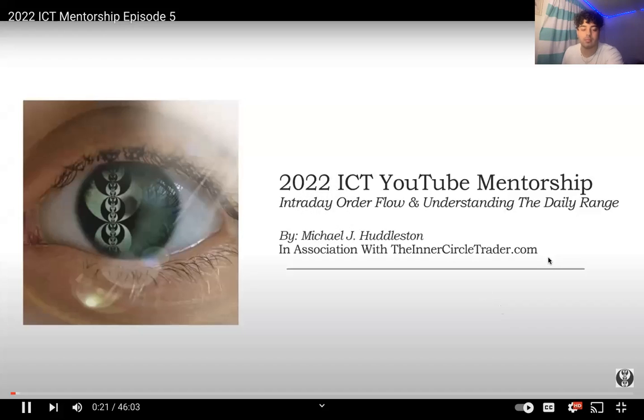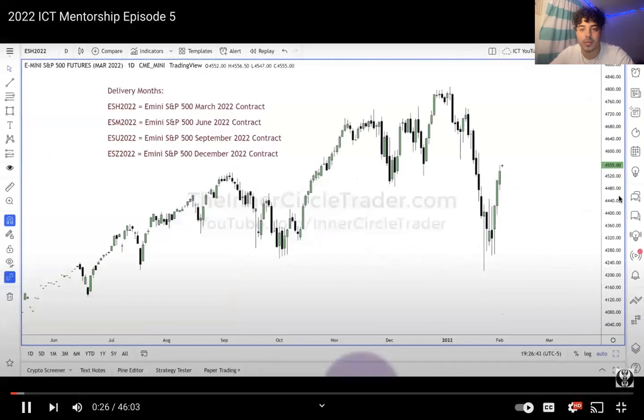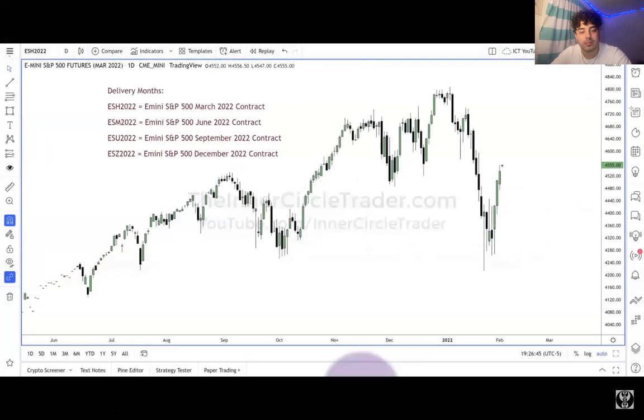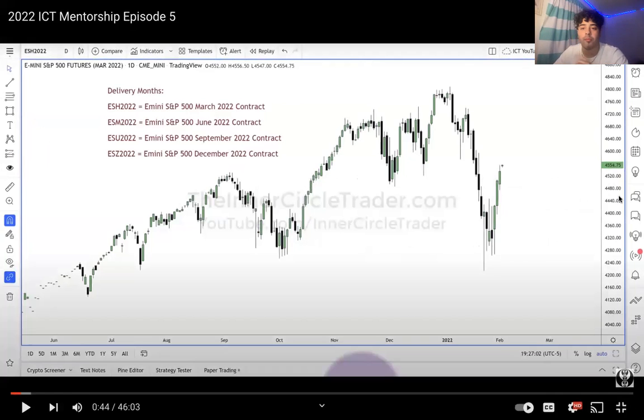And understanding the daily range. All right, folks, we're looking at tradingview.com, and you can use this platform for free. There are some benefits to having a membership there. It's not terribly expensive, but nonetheless, it provides you a means of looking at charts that I show in my mentorship here.